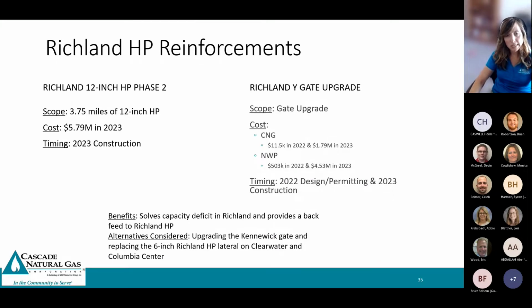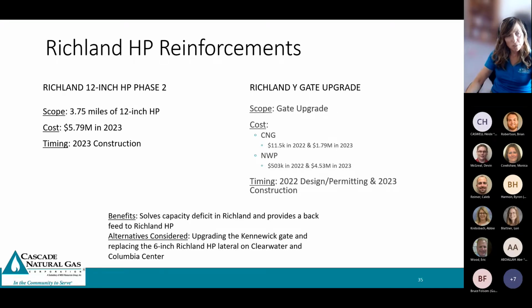And some background on this is our 8-inch high pressure in Richland that extends all the way up to the Hanford area is at capacity. It can no longer support growth, and we've been seeing over the years industrial growth in North Richland. This lateral can't support that. So these two projects are going to help fix those pressure problems and drive flow to the end of the line.